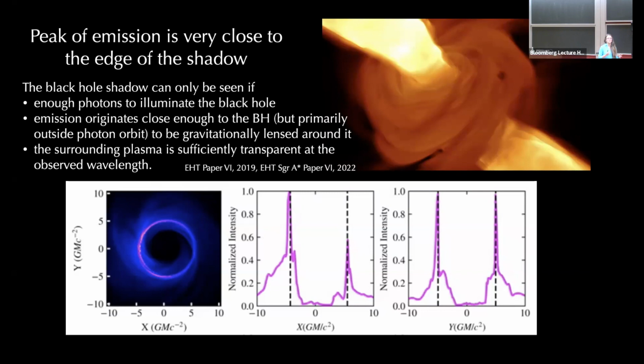This isn't like a super fine-tuned thing where we just happened to get super lucky that this worked out. This was by construction. We knew these things, and we had accretion models and simulations, and this is why we chose this wavelength. This is the wavelength at which these things are true for both M87 and Sgr. So this is by construction, not by luck.